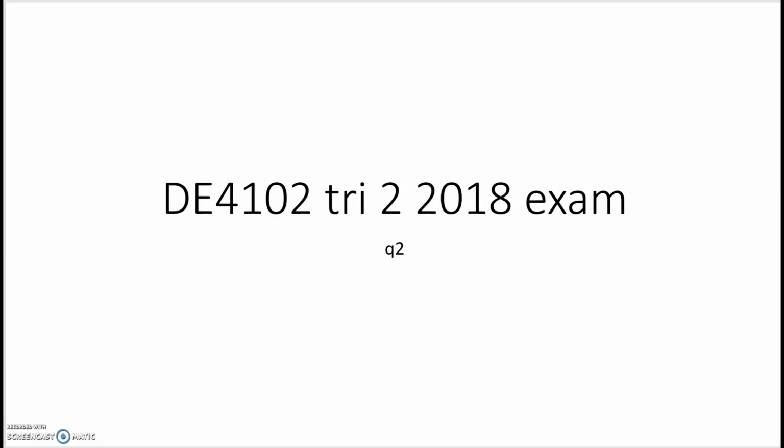This is the second in the series of DE4102 Trimester 2 2018 exam questions. This is question 2. Again, don't spend any more than 16 minutes on it. It's only worth 10 marks. Okay, so it says factorise and simplify.